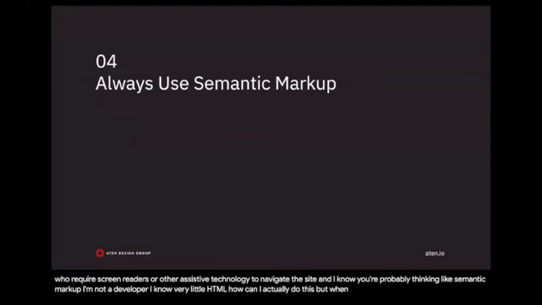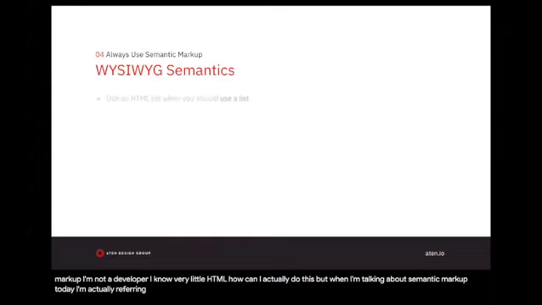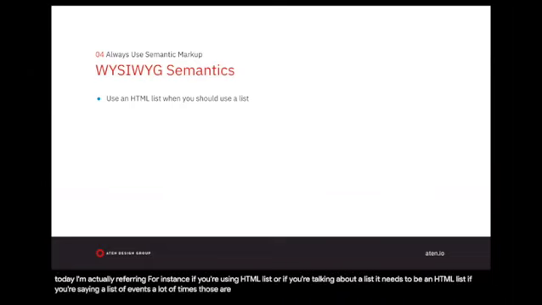But when I'm talking about semantic markup today, I'm actually referring to WYSIWYG semantics. For instance, if you're talking about a list, it needs to be an HTML list. If you're saying a list of events, a lot of times those aren't actually in lists, they're in separate divs. When you're saying a list of events or a list of news, those should be in lists.